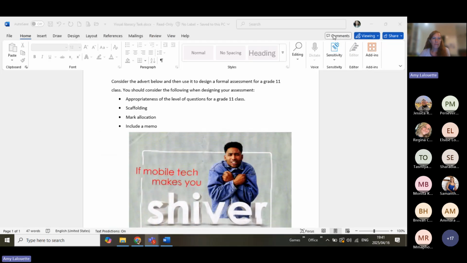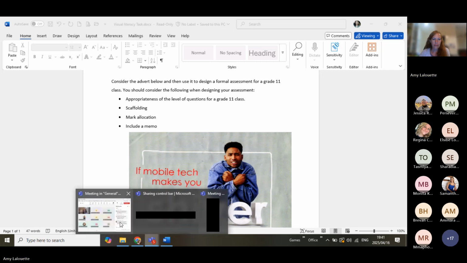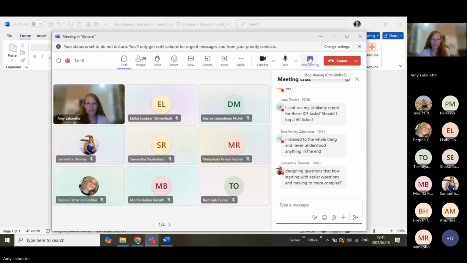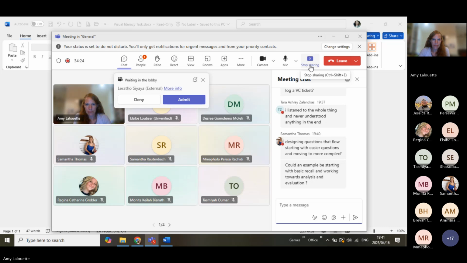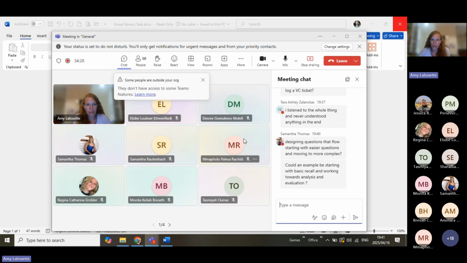You have to think about the mark allocation. So with that, you have to think about how many marks you are going to allocate to each question. How much is each question worth? Could an example be starting with basic recall and moving up towards analysis and evaluation? Absolutely. Yes, you can. That's what we mean.